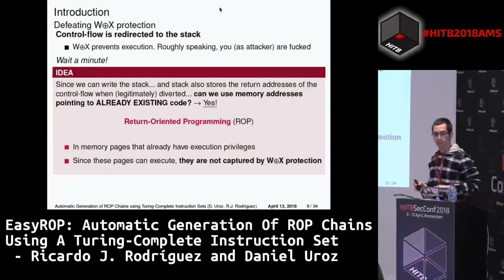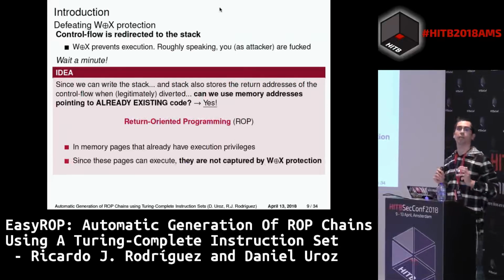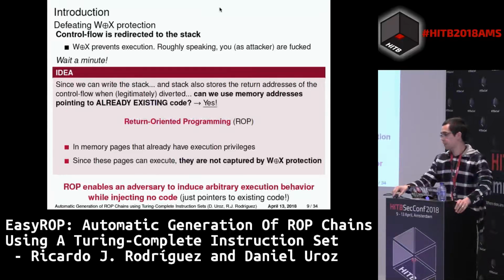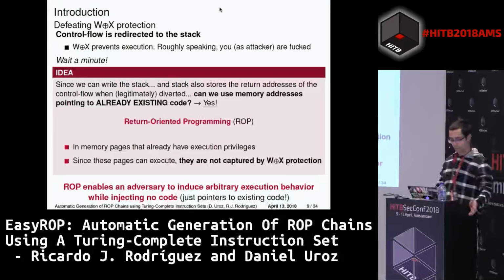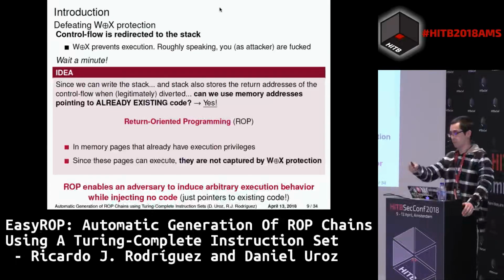Okay, so, since these memory pages already have the execution privileges, it means that these pieces of code that I'm setting into the stack will be executable. And this means that since these pages are executable, they will not be caught by the write or execute defense mechanism. Okay. So, roughly speaking, return-oriented programming allows an adversary to induce an arbitrary execution behavior while injecting no code. Okay, the attacker will use addresses of existing code in the process memory.